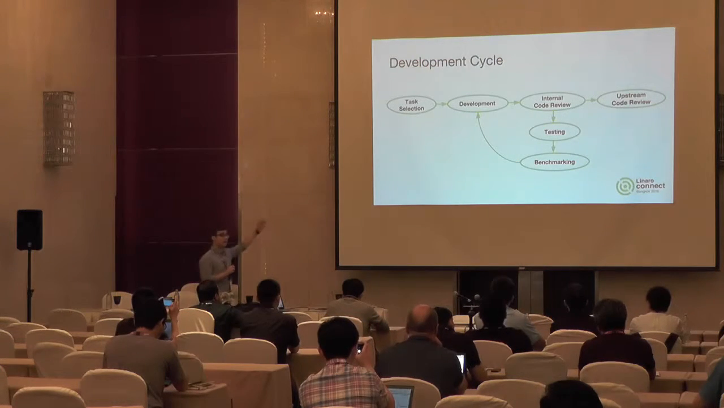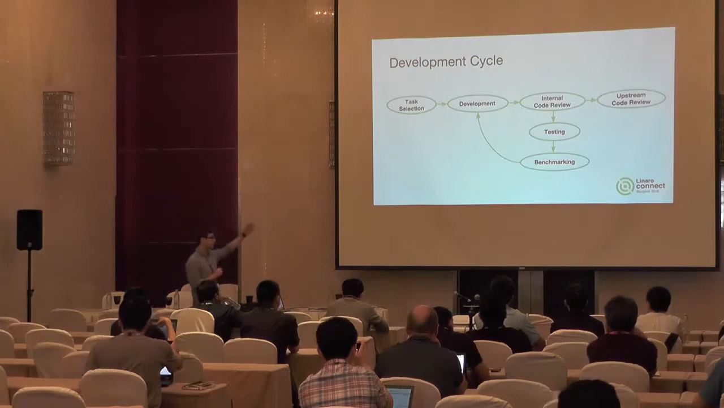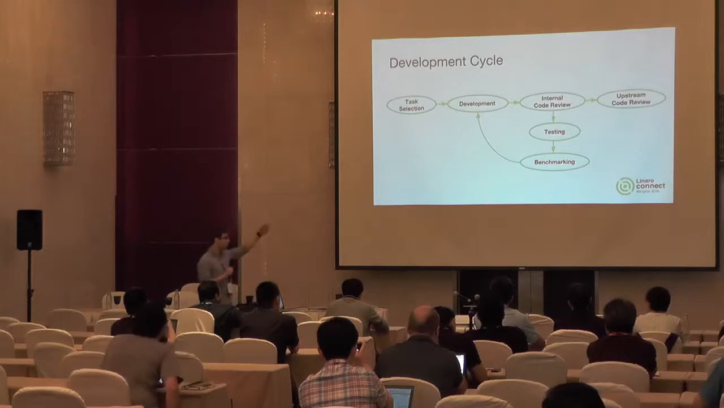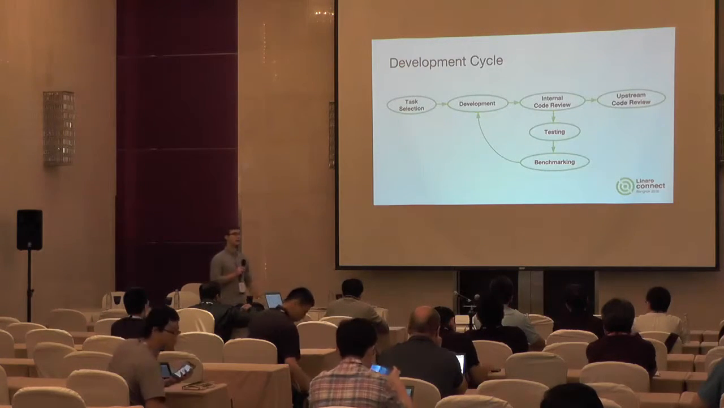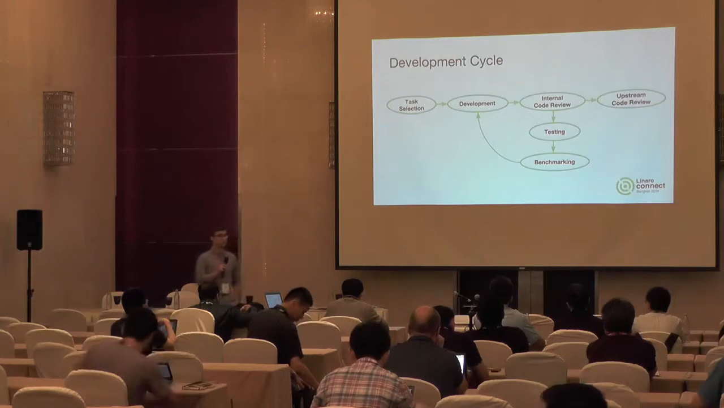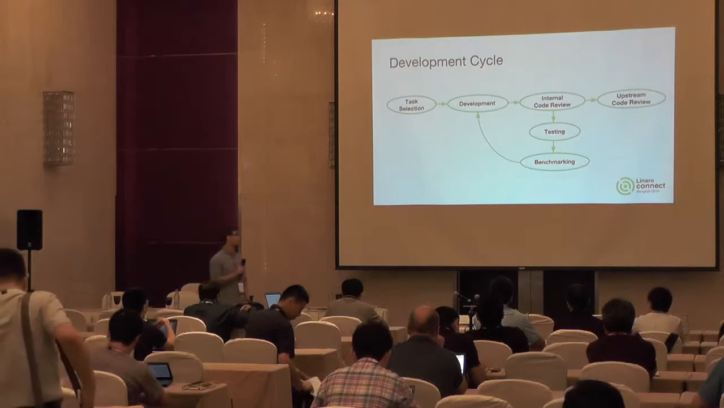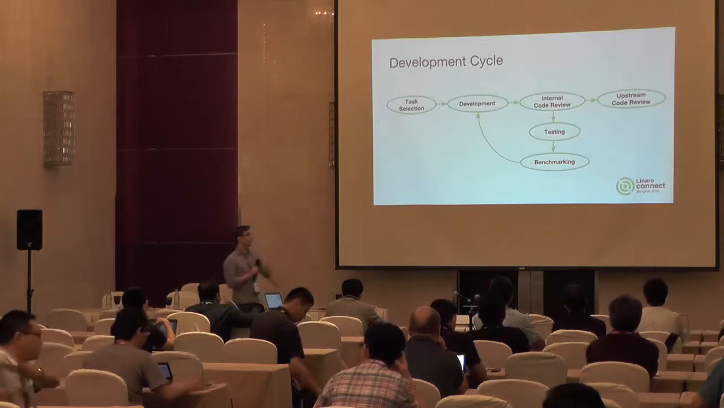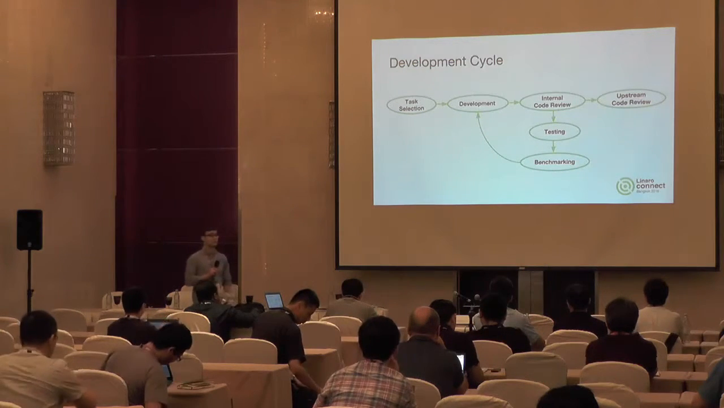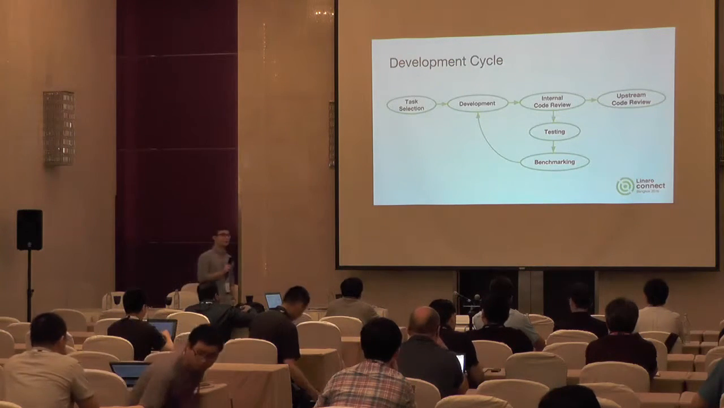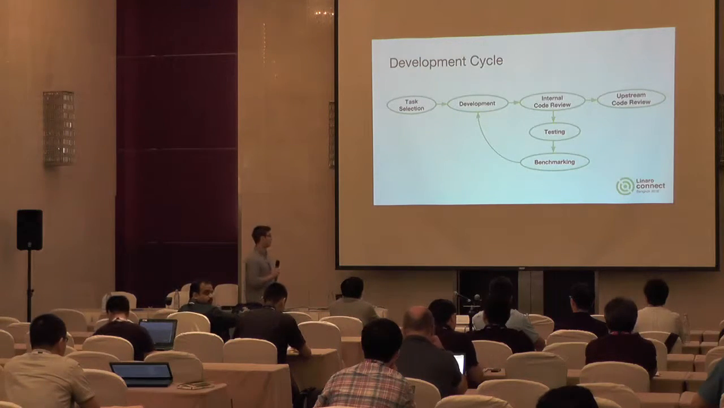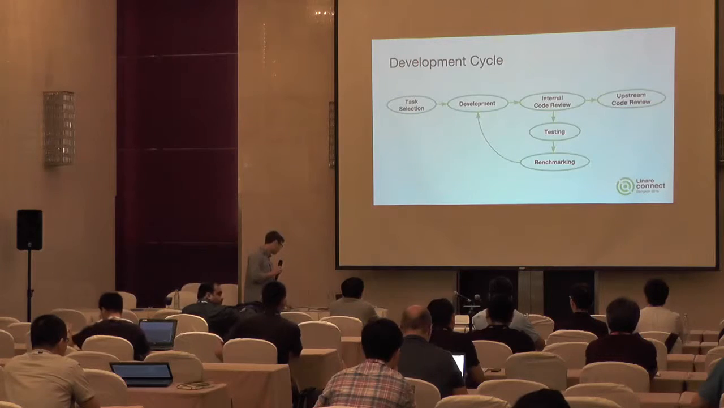So here's a short diagram of our development cycle. We start off by selecting one of the tasks that we are planning on working on, developing it, going through internal code review, and doing testing and benchmarking, mostly the process that Scott mentioned in the slides just before. And then we finally hit the upstream code review, and hopefully our patch gets merged as soon as possible and with as little changes as possible in the upstream code base.